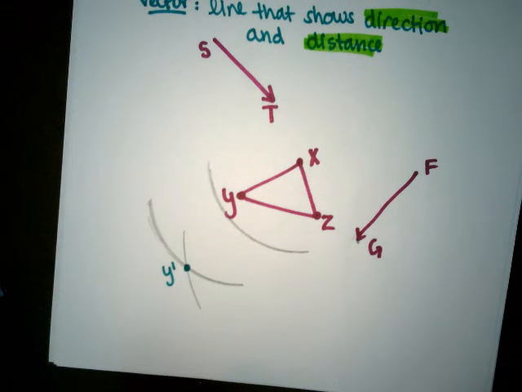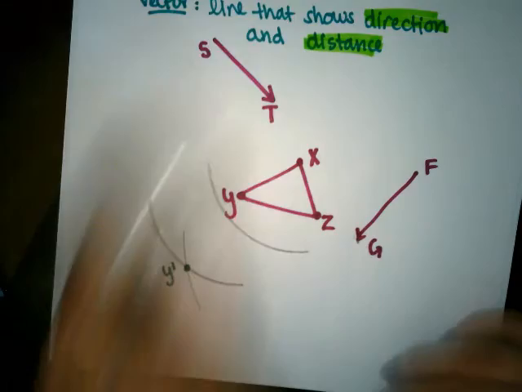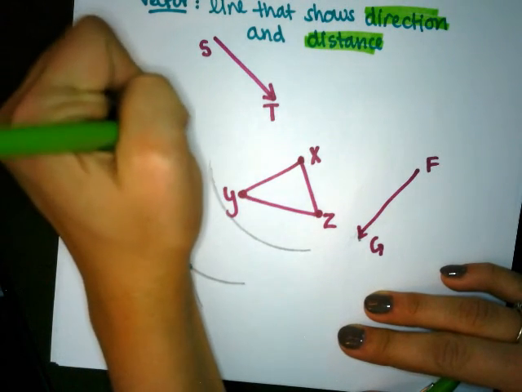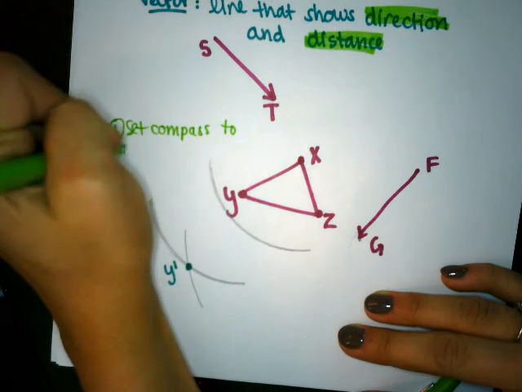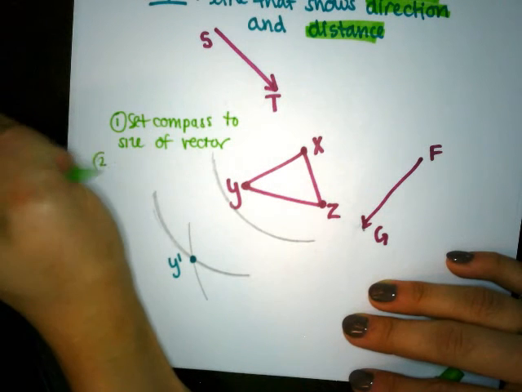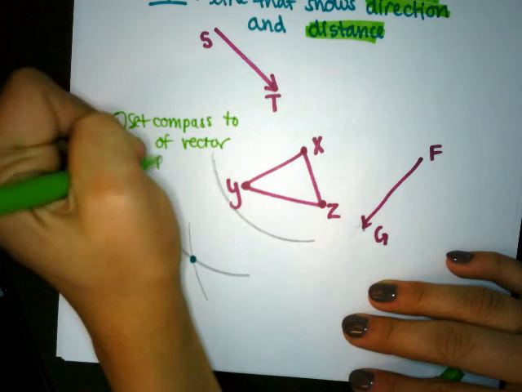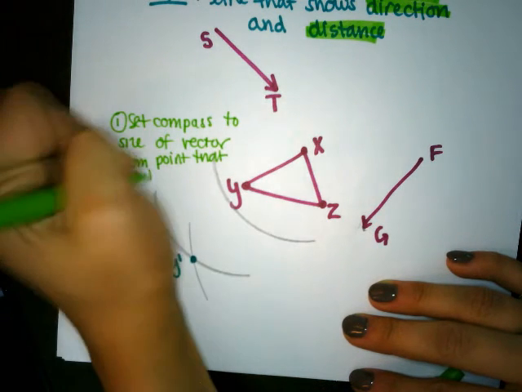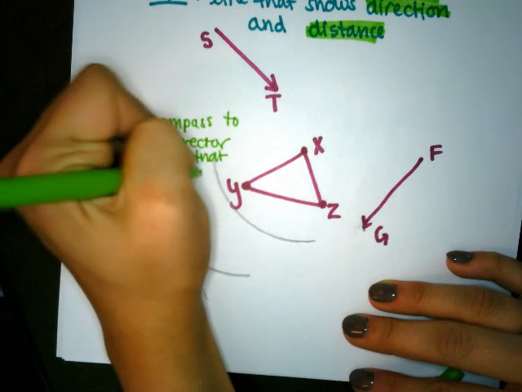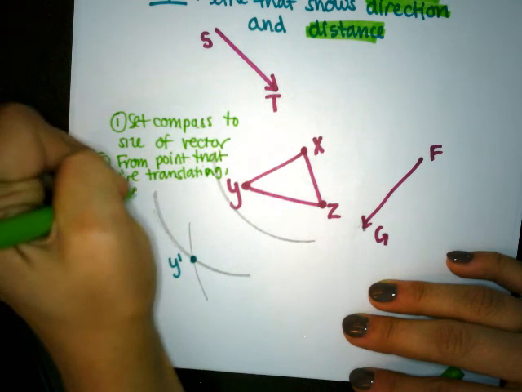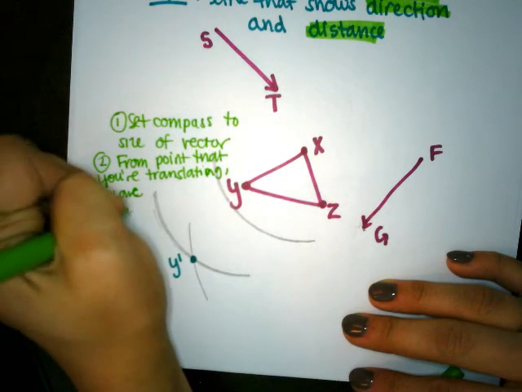Yes? I want to do the steps, but should we write down the steps? If you want to write down the steps, you can. I could write them down too. So: set compass to size of vector. From point that you're translating, draw, I'm running out of space, arc of that.